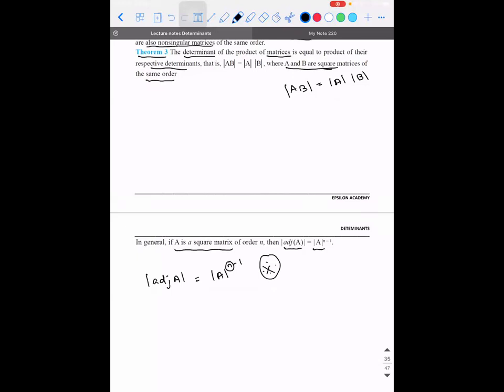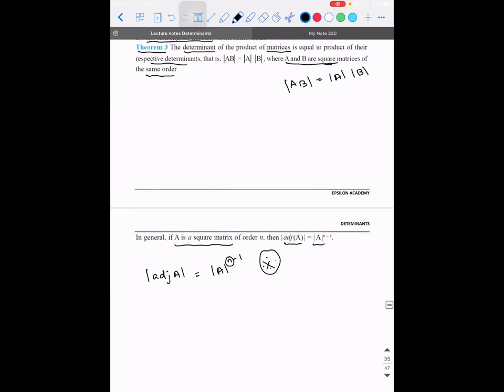Okay. So please make a note of it. This is a very, very important condition. You will get 1 mark questions many times based on this. Okay. Shall I proceed? Yes, sir.